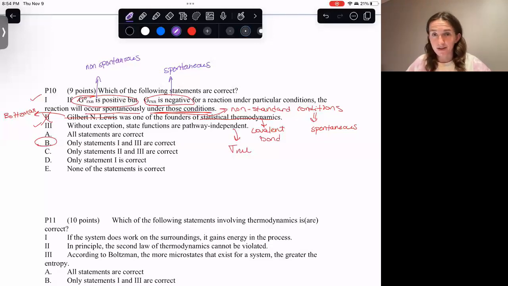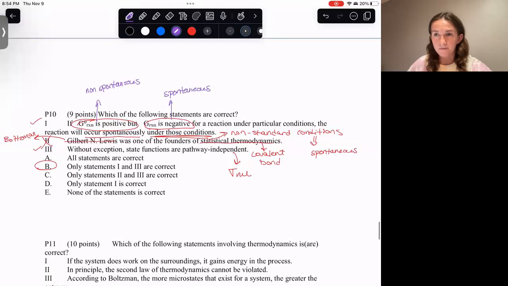Seriously, take a shot every time I say spontaneous and you'll be good to go. Does that make sense? How spontaneity and delta G relate to each other and the difference between delta G and delta G naught? Okay.